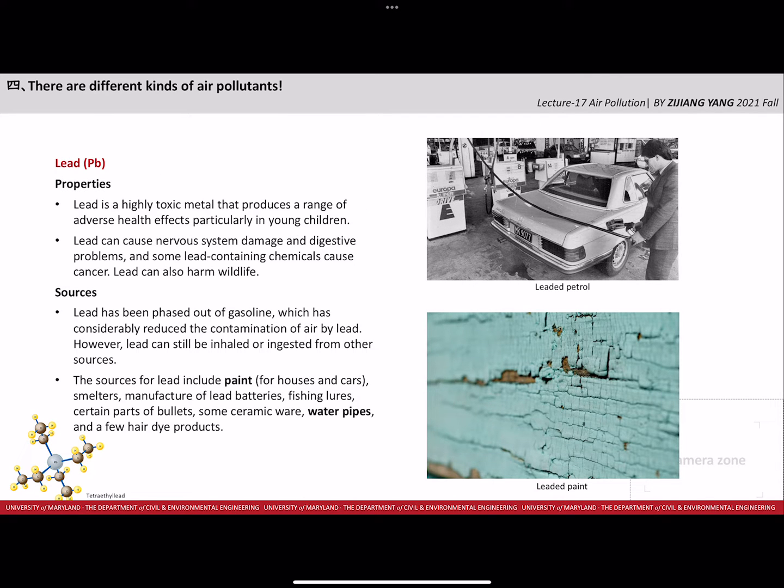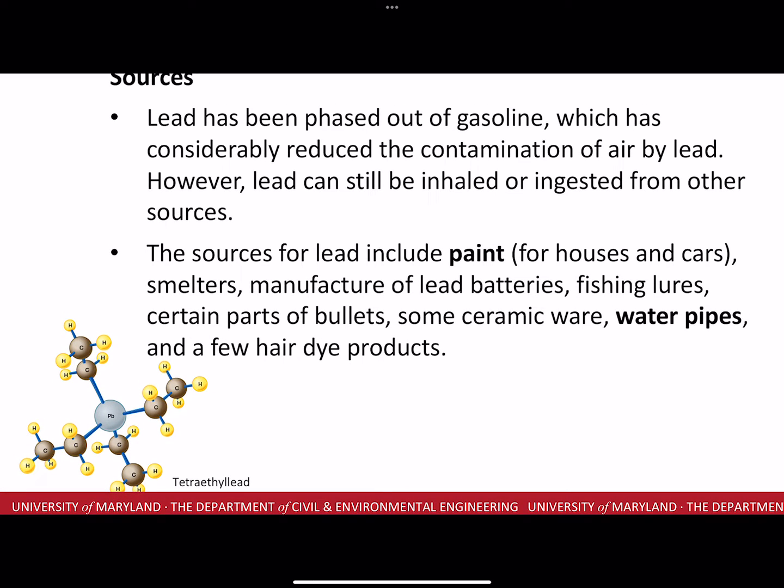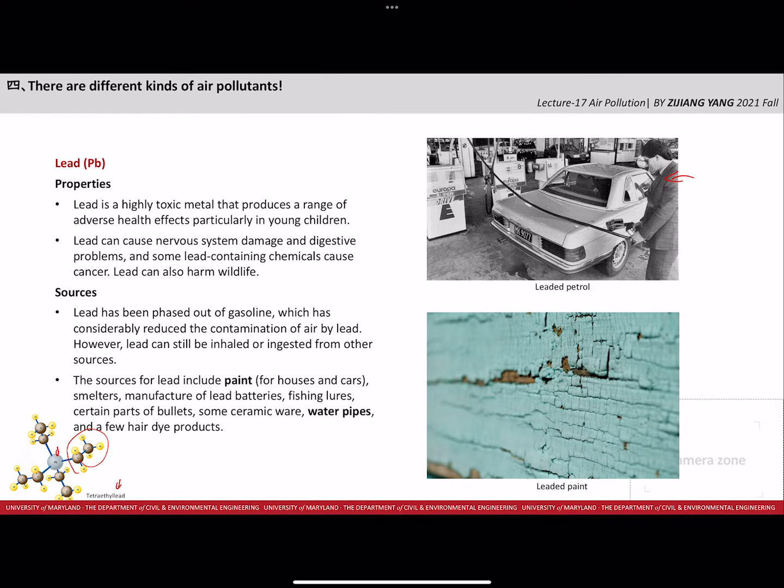And I think you guys have been working with lead for the whole semester. So it is a water pollutant, but it is also an air pollutant. Mainly in the ancient time, when people were driving cars, they put in tetraethyl lead. So basically we have a lead and we have four ethyl functional groups connected to this lead. By having this lead in the gasoline, it can make the engine more powerful, so it can make the combustion more efficient. So it was very popular in the ancient time.